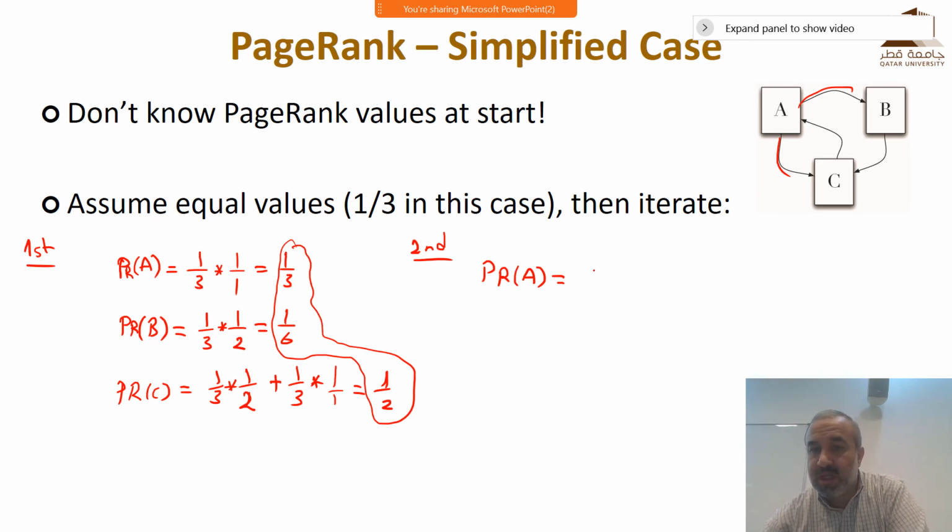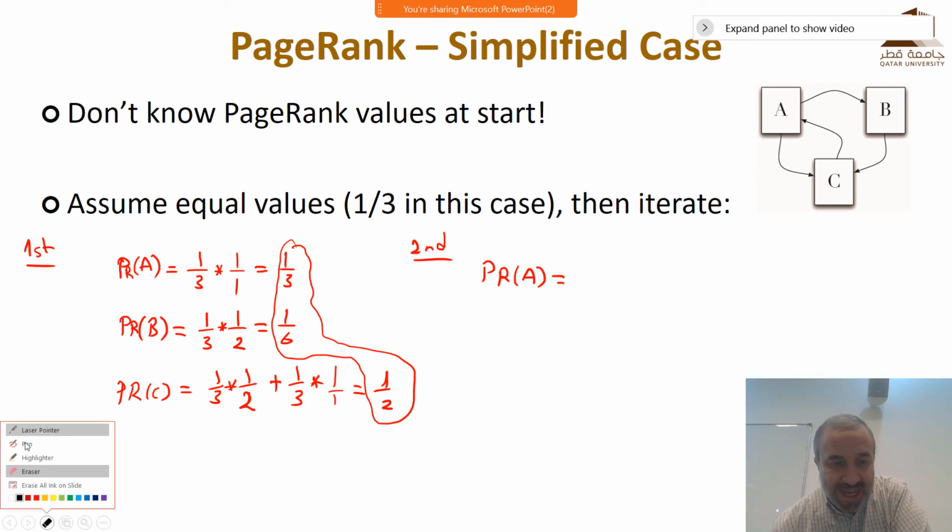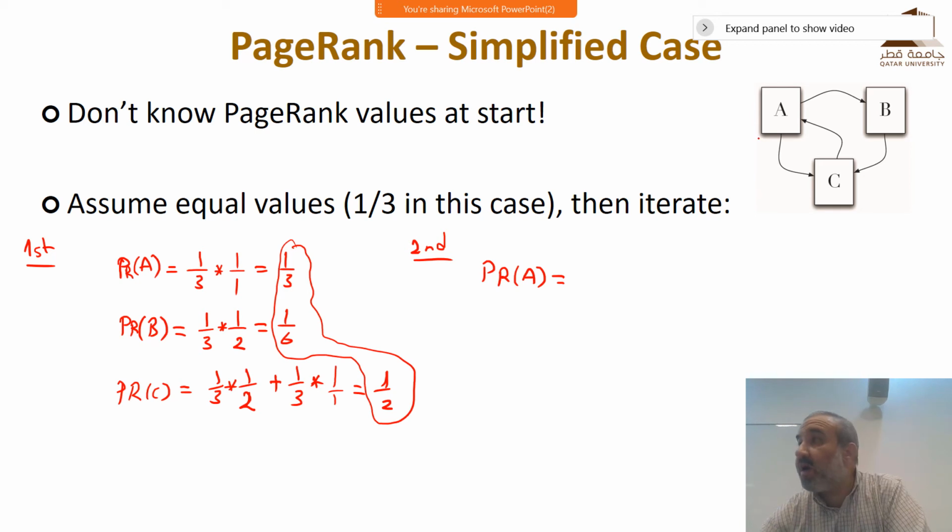1 over 3. Why? Let me erase this. So we are now computing PageRank of A, right? How do you compute PageRank of A? We look at what pages are pointing to A. What pages are pointing to A here? Only C, right? Only C. So what is the PageRank of C?